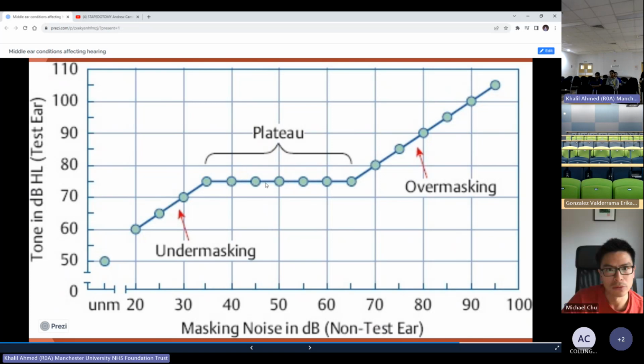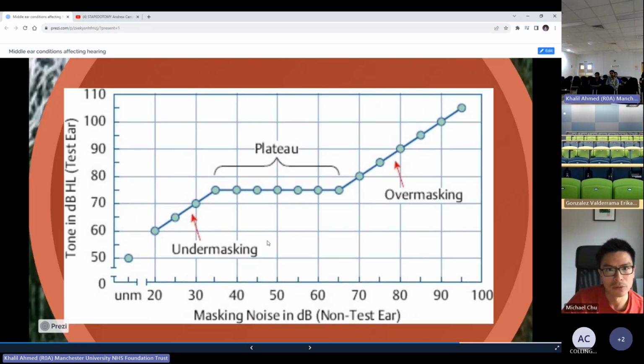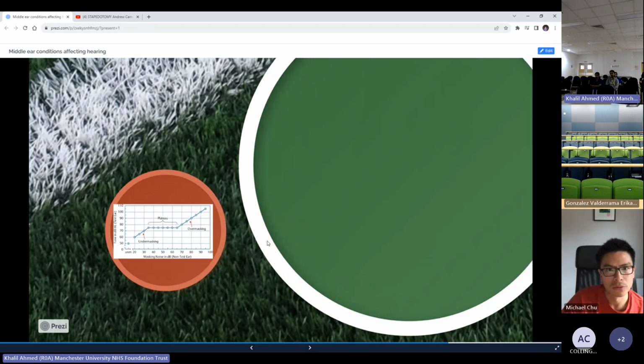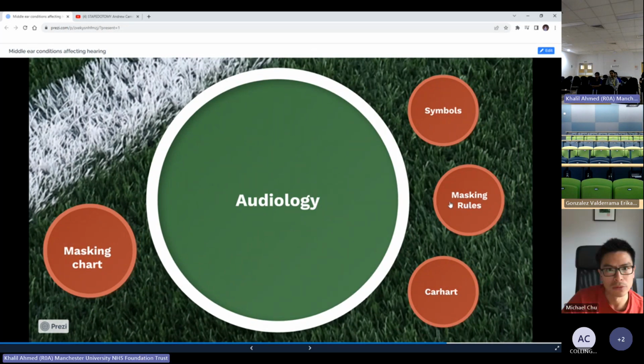And basically, you're looking for a plateau. You only need 3 points for a plateau. This is a bit excessive that it's so many points. 3 points is enough to confirm that that is the level of the test ear. And then you have the slope each side for under and over masking. Okay, I won't labour the point, but now you guys should understand the rules of masking.